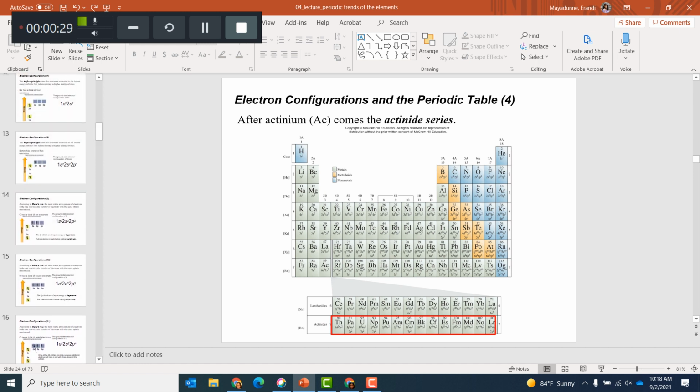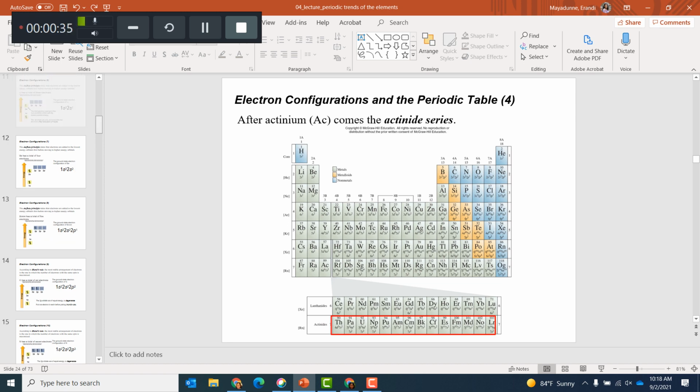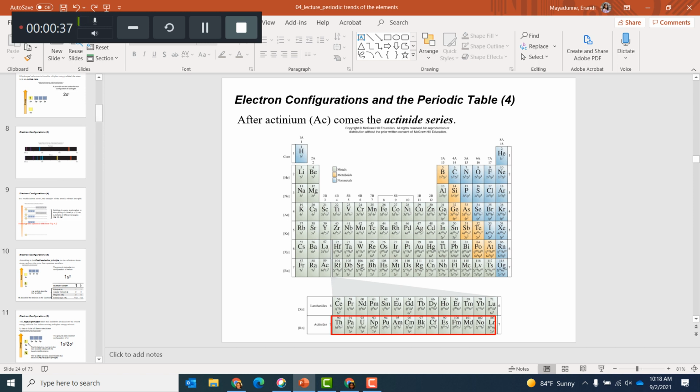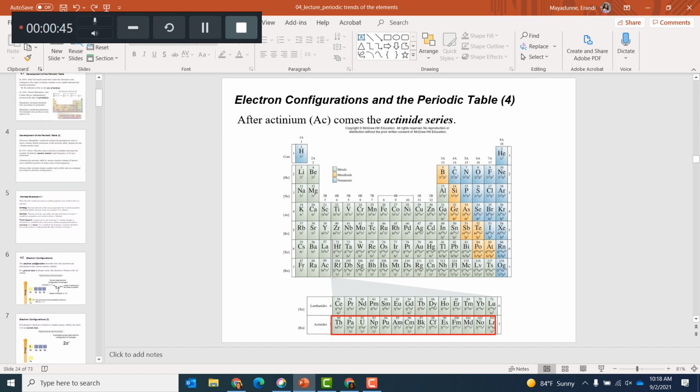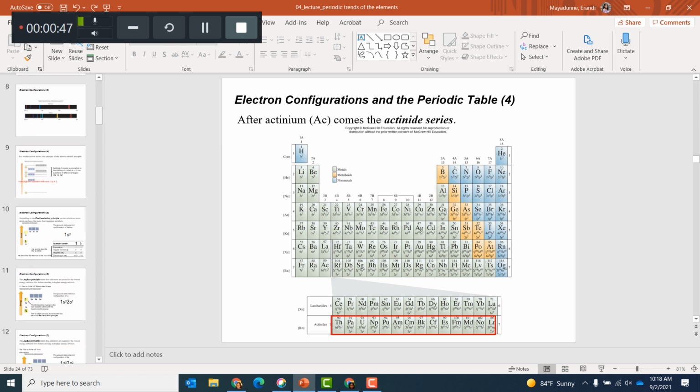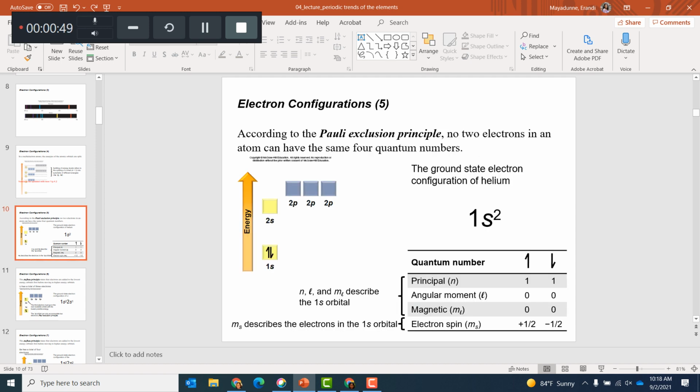So some of the rules, we started with Pauli's exclusion principle. What is the meaning of Pauli's exclusion principle? Pauli's exclusion principle states no two electrons in an atom have the same set of four quantum numbers. Why? Because of the spin quantum number. Let me show you there. Here, because of the electron spin, these two electrons in helium have two sets of quantum numbers.